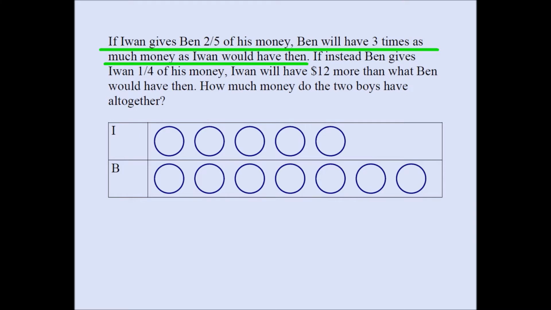That helps me decide that originally Ivan had 5 units of money. I'm using 5 circles to represent 5 units of money. And Ben had 7 units of money. I'm using 7 circles to represent Ben's 7 units of money. It makes sense, and I'm going to explain it this way.